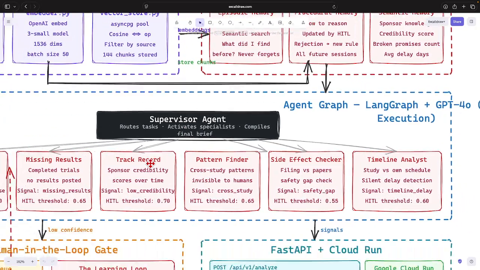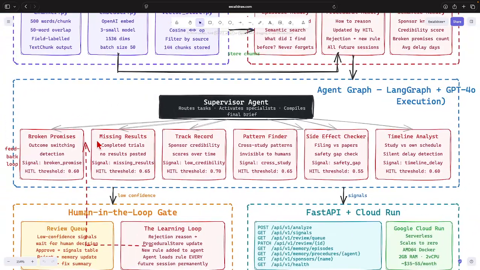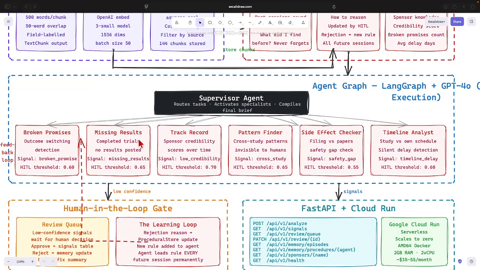Coming to the agent graph, or the multi-agentic layer, here, guys. This is where the intelligence actually begins, right? At the top of your multi-agent layer, you have the supervisor agent.